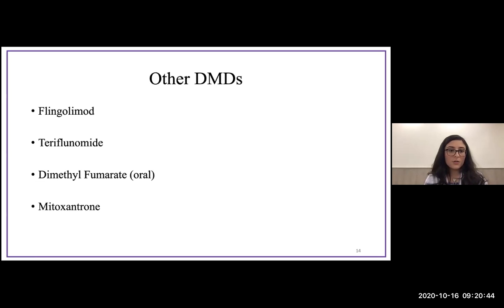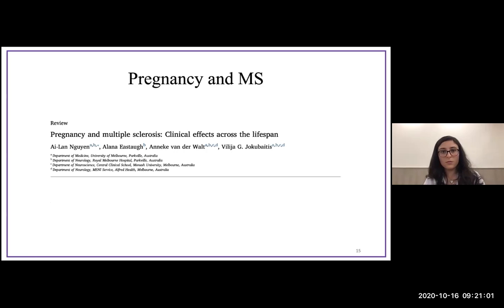There's also dimethyl fumarate, and it's an oral agent, unlike the rest. It alters cellular response to oxidative stress and reduces disease progression. And then there's mitoxantrone, which is a third-line agent. It's a cytotoxic agent that kills T cells and is obviously used for multiple sclerosis.